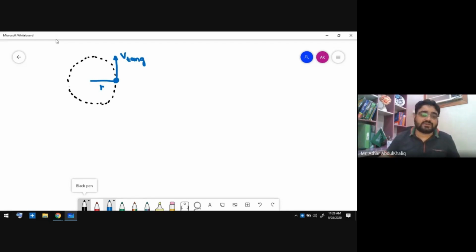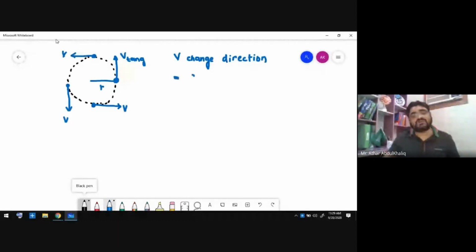Secondly, when the object keeps on rotating, its velocity keeps on changing direction. When it is at the second point, its velocity is to the left. At the third point, velocity is downward. At the fourth point, its velocity is to the right. So you can see at every point, its tangential velocity is changing direction. So as velocity changes direction, we can say acceleration is produced. Velocity changing direction means there is acceleration in the object.